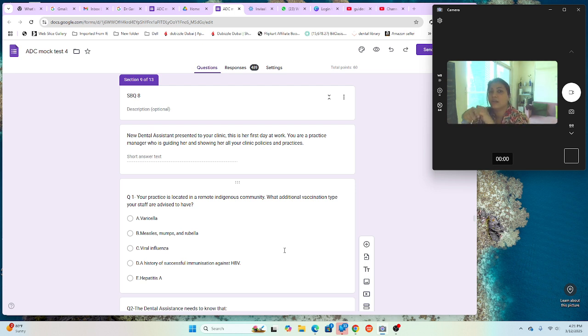Now, if you were to get confused, it would be between viral influenza and hepatitis A. Viral influenza is basically cold and cough that you can get vaccinated against anytime if you require. But hepatitis A is region-based. Not everybody will have hepatitis A, and it's more common in certain areas. Only where it is more common should you get the additional vaccination done. A remote indigenous community in Australia has hepatitis A vaccination mandatory in those areas. So this you'll have to mug up, okay?